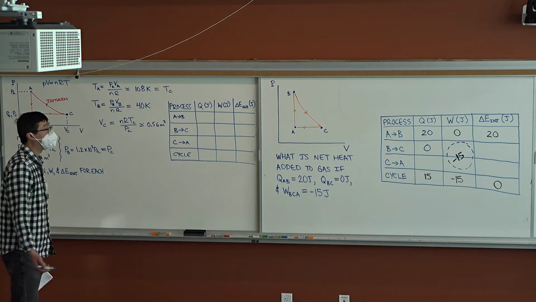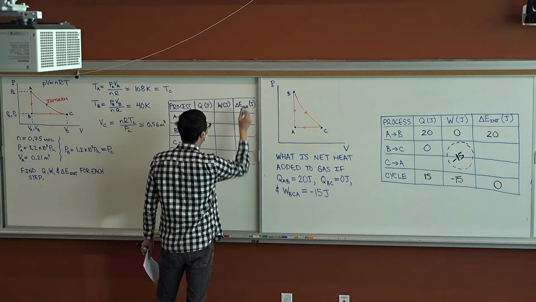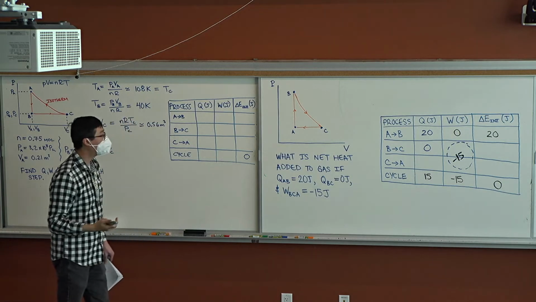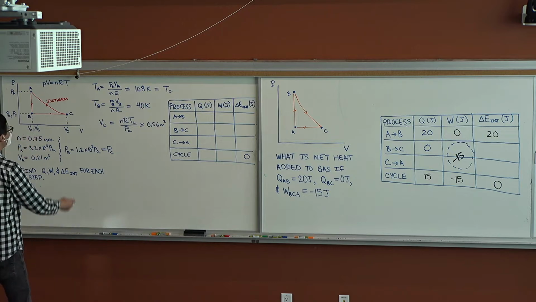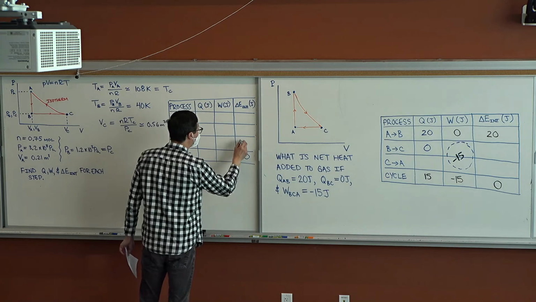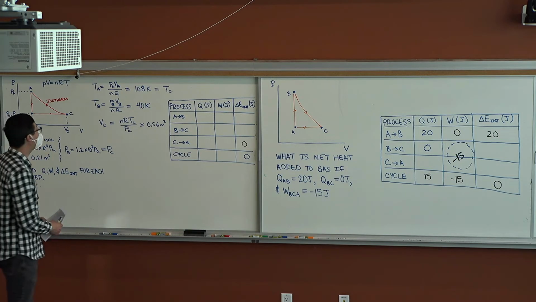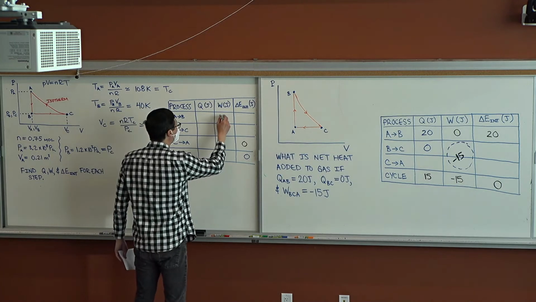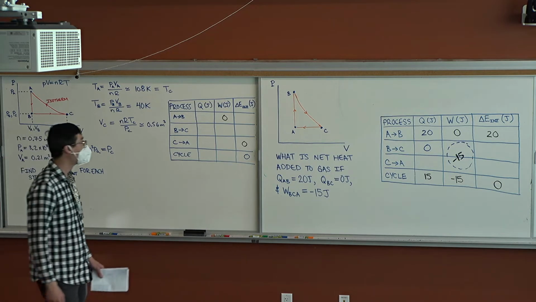So I'm going to plug in some of the stuff that I already know. I know that for the whole cycle, the delta E internal needs to be 0. I also know that because C to A is an isotherm, delta E internal for C to A is 0. I know that A to B, there's no volume change, and so I know that the work is 0. So far, so good? Does that make sense?